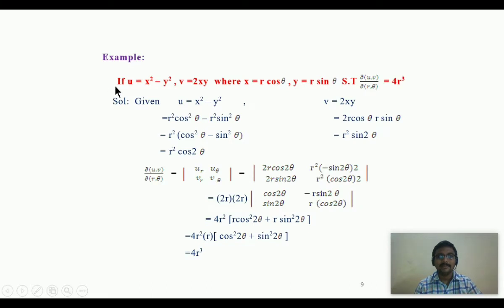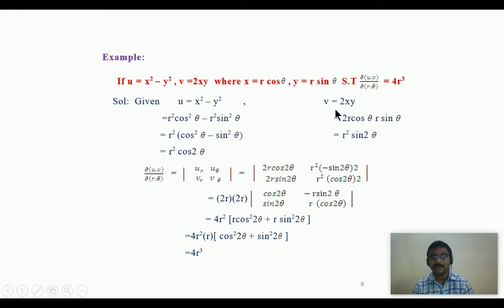Another example, if u is x square minus y square, v is 2xy, where x is r cos theta, y is r sin theta, then show that dou of uv by dou of r theta is 4r cube. Now to evaluate this Jacobian, u and v must and should be in terms of r theta. But here given that u and v are in terms of xy.